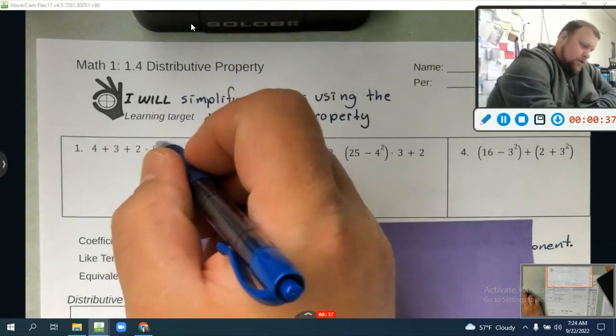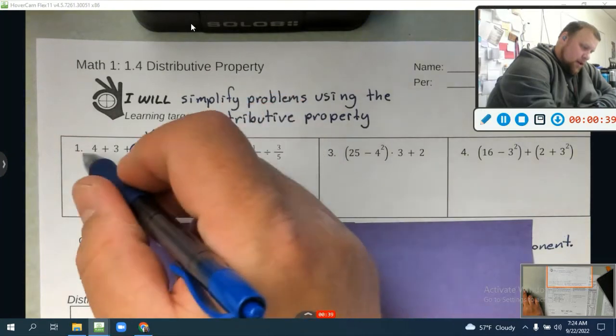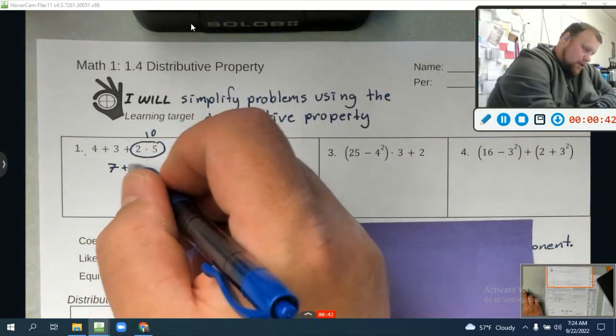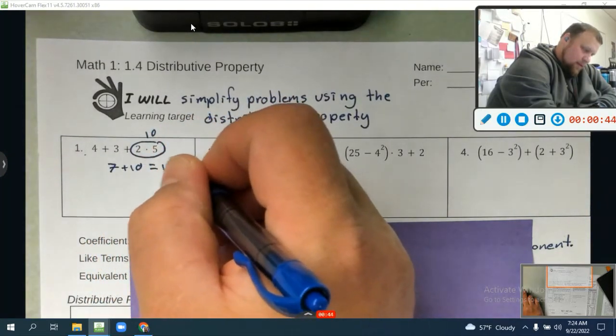So order of operations, this goes first. That's 10. 4 plus 3 is 7, plus 10 equals 17. Boom.